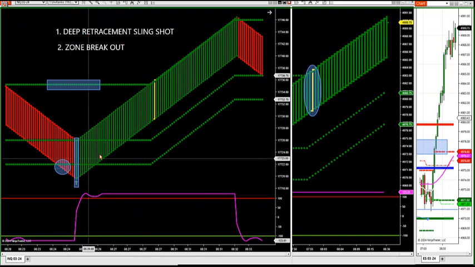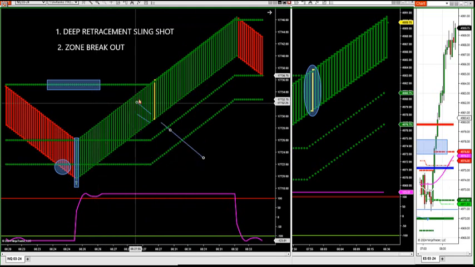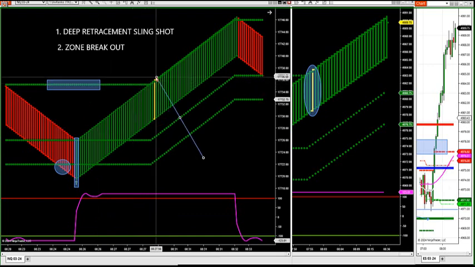We look for a deep retracement slingshot where you're getting below the outer zone. And you're looking to break out of the dots that form above, which is a breakout of the zone when the yellow bar forms.